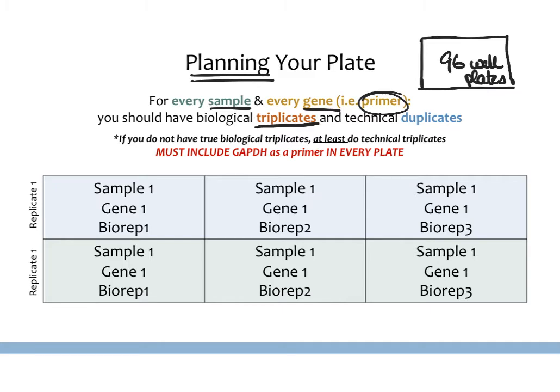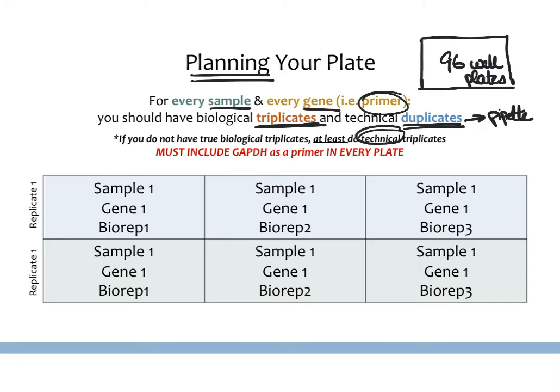These are the triplicates that we made. We've been carrying triplicates through. And you should have technical duplicates. This is for pipetting error. So if you don't have true biological triplicates, then you should at least do technical triplicates, if nothing else.